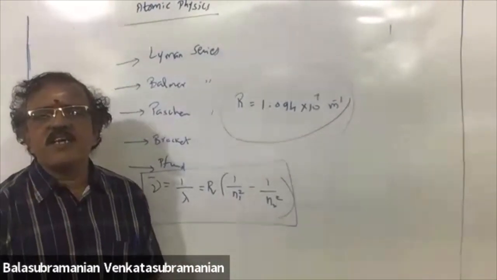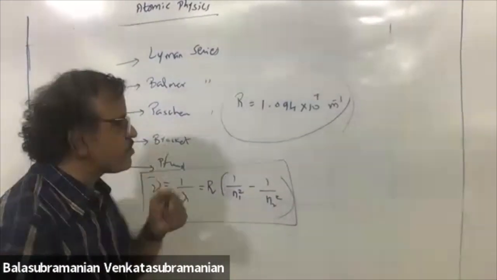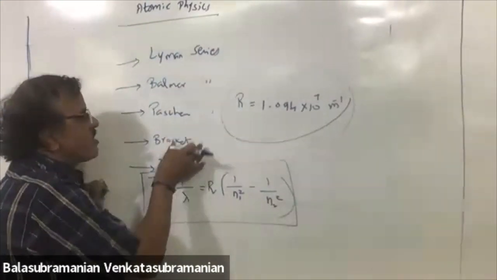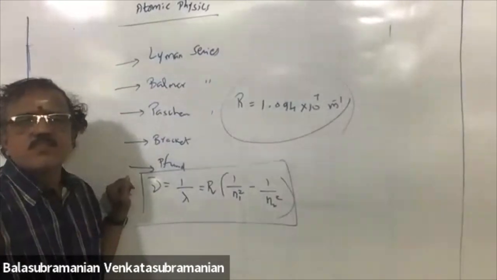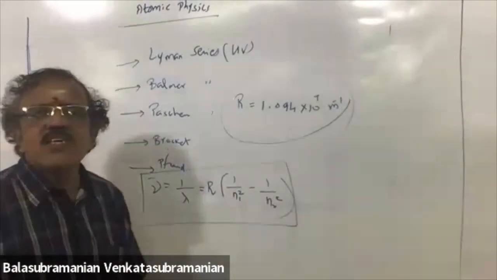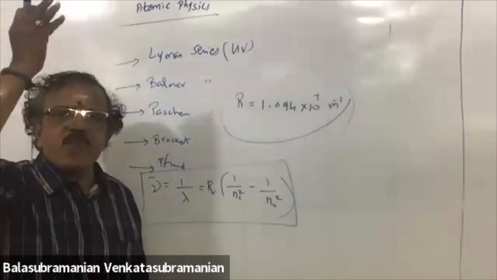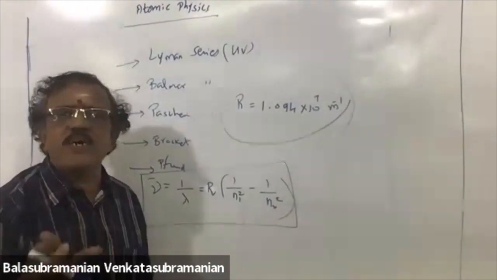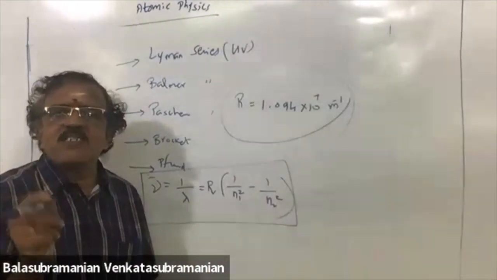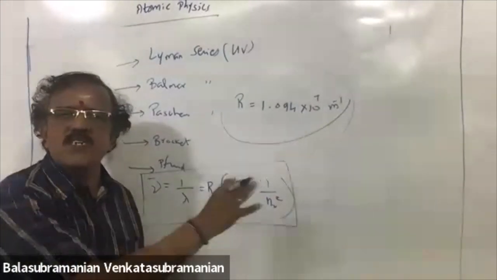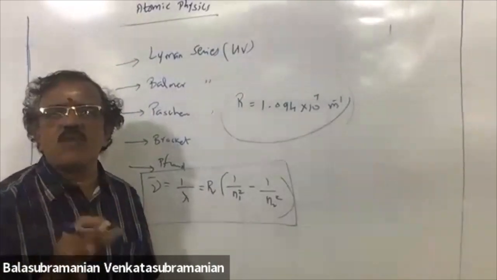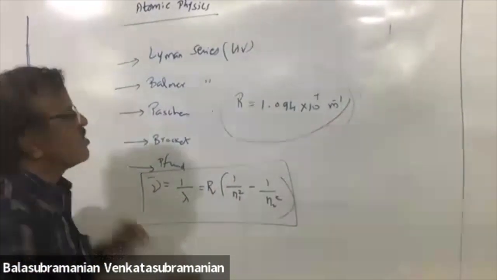Why are we giving different scientists' names for each series? Actually, everyone has contributed something to the field of physics. When you calculate lambda, you can see it lies in the ultraviolet region, whether from infinity to the first orbit, or the second orbit to the first orbit. Lyman has done some work in the UV region, so Lyman series. Balmer is not a physicist, he is a mathematician. He has done some work in visible light, so this is the visible region.